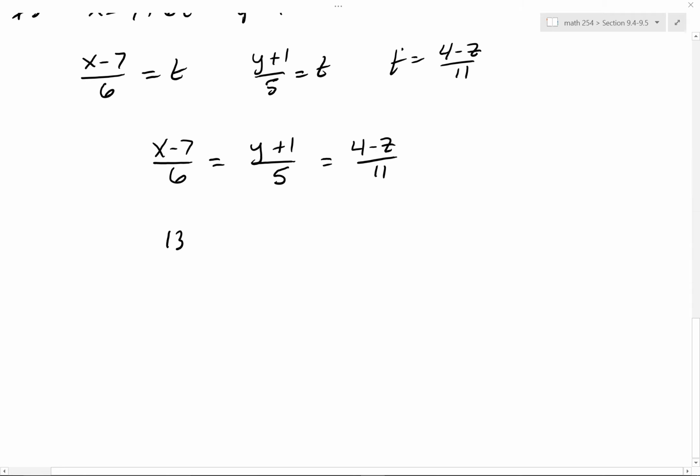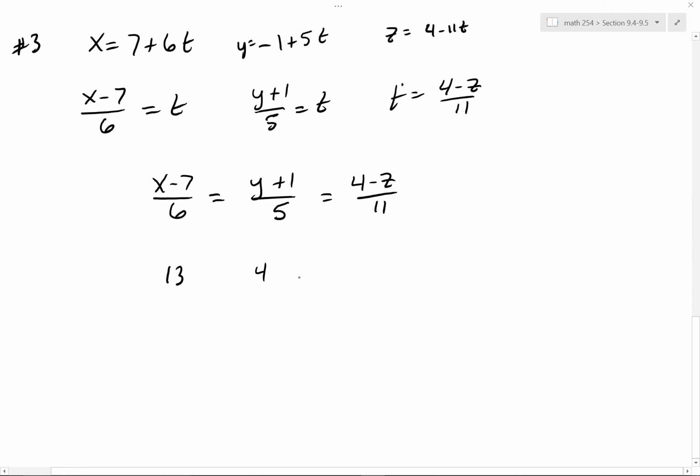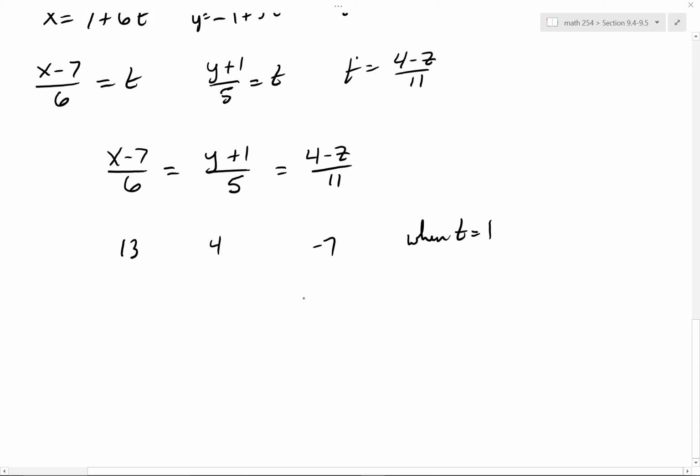4. And negative 7. So when t equaled 1, this is where we were. If you plug 13 here, 13 minus 7 divided by 6 is 1. 4 plus 1 is 5 divided by 5 is 1. Negative 4 minus negative 7 is 11 divided by 11 is 1. These are what are called symmetric equations.